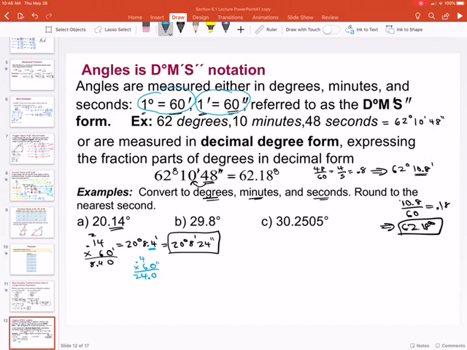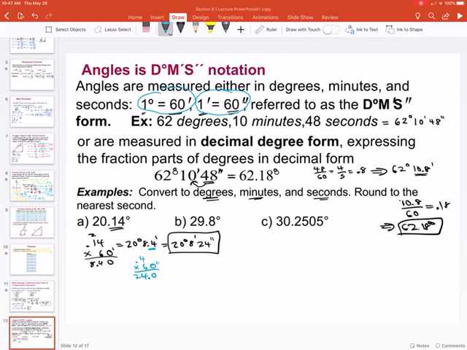So what we did is started converting. We know 60 minutes make a degree, and we've got 0.14 as our decimal, so we want to get rid of that. We'll multiply by 60, and we got 8.4. We still had a decimal, so we're at 20 degrees, 8.4 minutes. Then we had to get rid of the 0.4, so we'll break it down into seconds. Since 60 seconds make a minute, 0.4 times 60 is 24. And there's our conversion: 20 degrees, 8 minutes, 24 seconds.